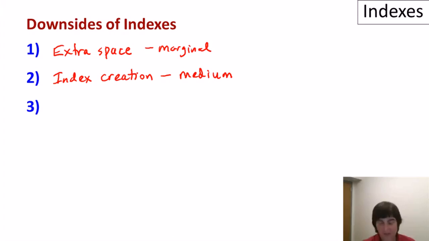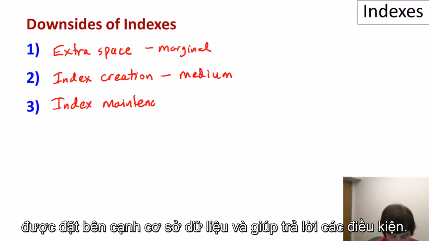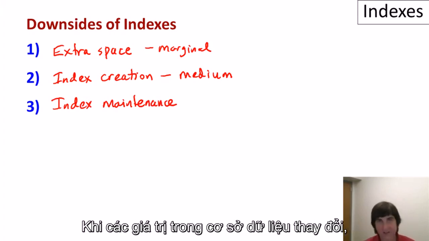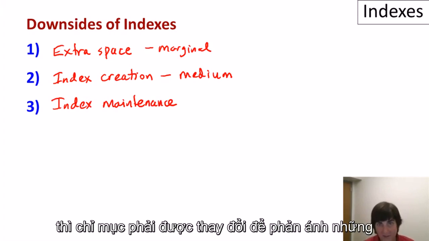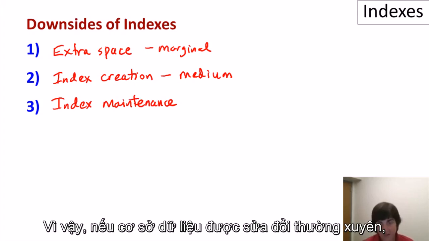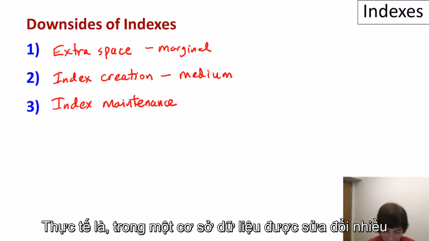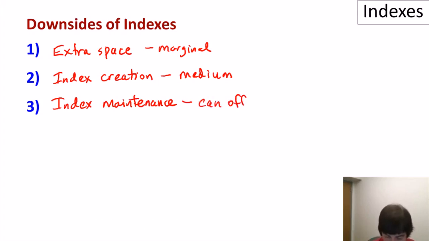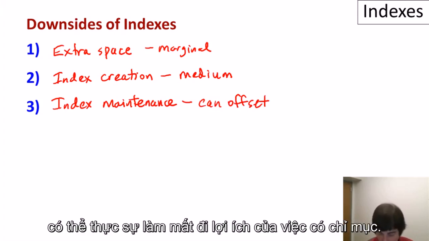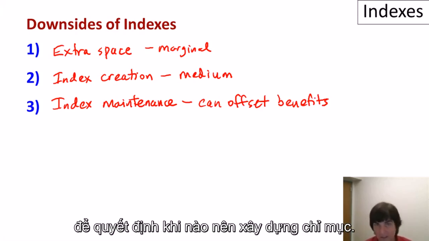The last one is the most significant one, and that's the issue of index maintenance. So the index is a data structure that sits to the side of the database and helps answer conditions. When the values in the database change, then the index has to be modified to reflect those changes. So if the database is modified frequently, each of those modifications is going to be significantly slower than if we didn't have indexes. So in fact, in a database that's modified a whole bunch and not queried all that often, the cost of index maintenance can actually offset the benefits of having the index. So it really is a cost-benefit trade-off to decide when to build indexes.